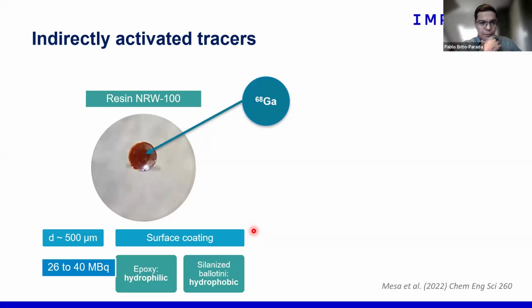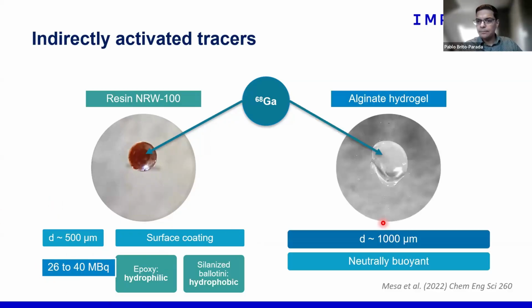What we have done typically to get the hydrophobic tracer is to use even finer Ballotini beads, silanized Ballotini beads, that therefore have hydrophobic properties. This allows us to get tracers that are, in this particular case, I'm showing 500 microns, so coarse, but we have also come down to 250 microns using this surface coating technique. And we have enough activity in the tracer to have really good results.